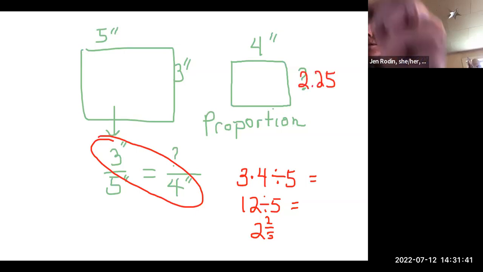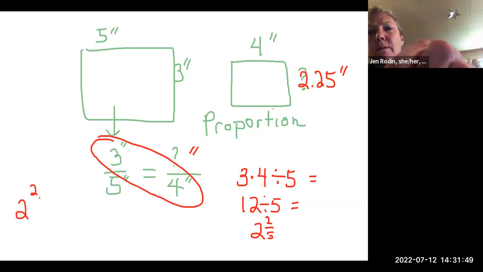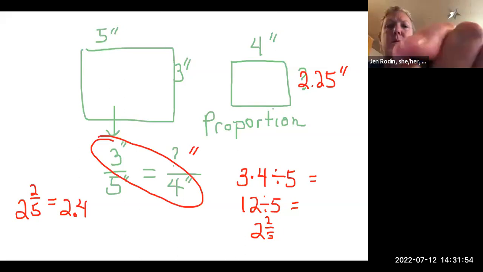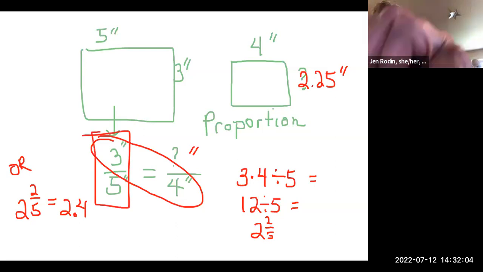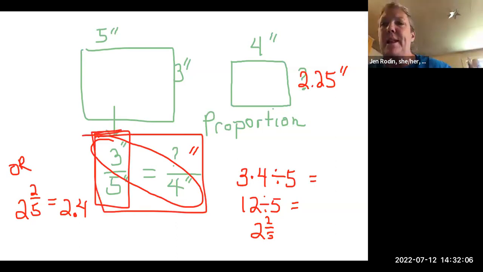And then watch your labels. So it's going to be inches if we started with inches. Or 2 2/5. Remember, you could write it as a decimal also. That would be 2.4. So there's that also. So that's what a proportion is. A ratio is one of these, like this. A proportion is the two working together.